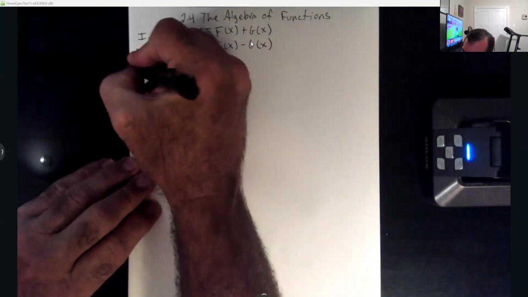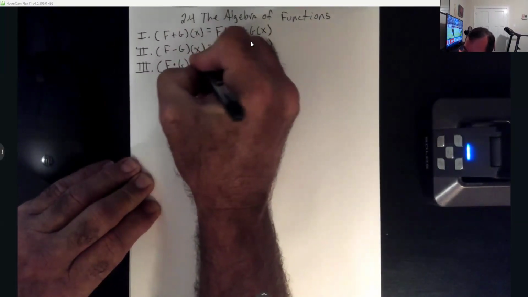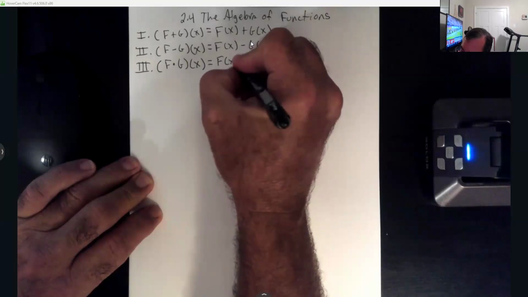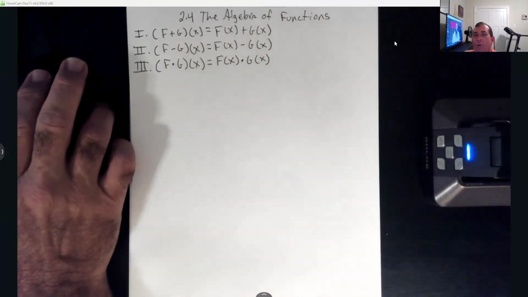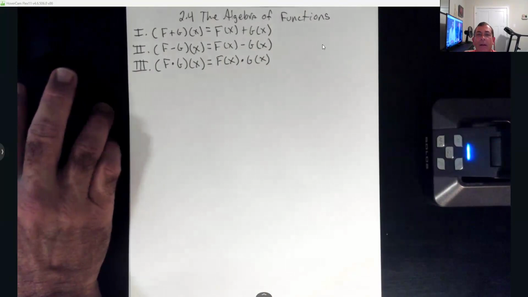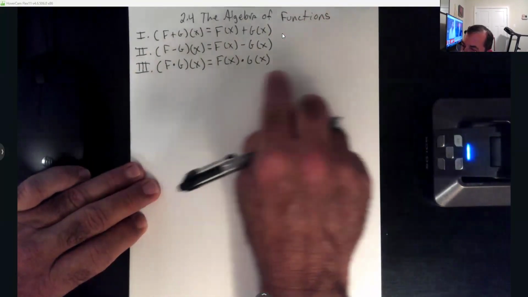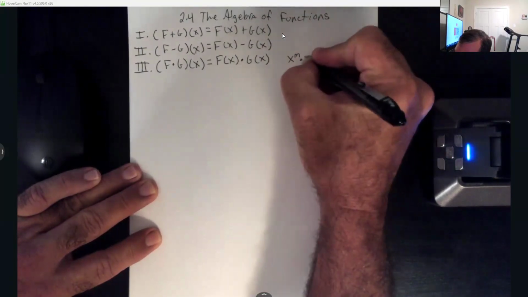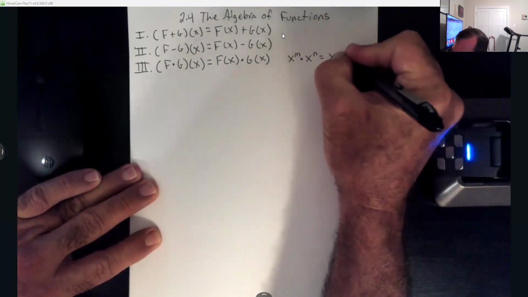All right, so next would be multiplication. So that'll be f times g of x. And y'all, that's just two functions being multiplied. F of x times g of x. Now, multiplying variables, we will change exponents, okay? So recall the rule for multiplying variables. X to the m times x to the n. When I multiply variables, I'm going to add their exponents.